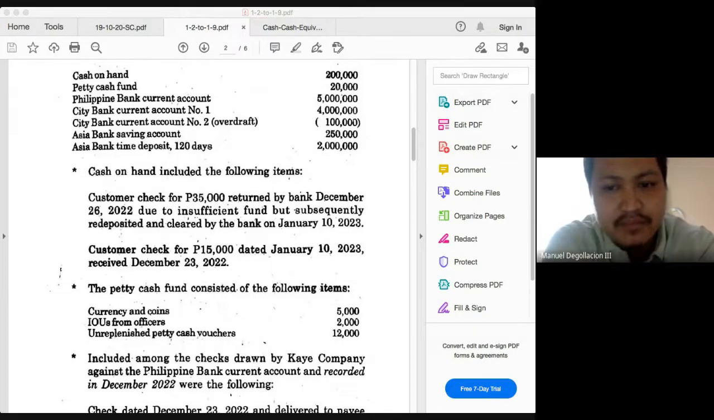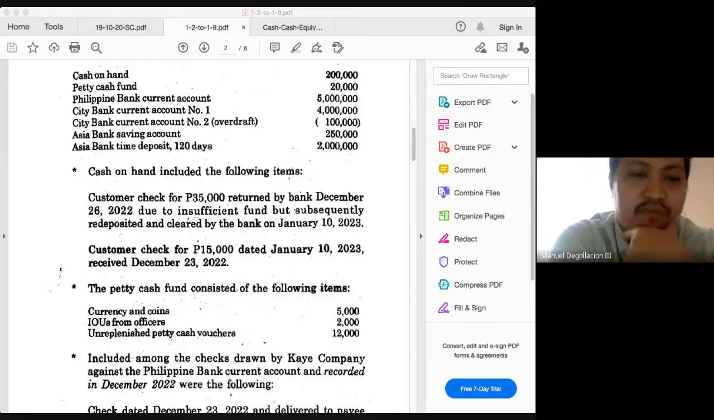So that means by the end of the year, class, it has cleared, it was redeposited and cleared. So it's as if the check is already good, okay? So no need to deduct the NSF check there because by the end of the year, the check eventually cleared. So it's as if there's no defect on the check, okay?